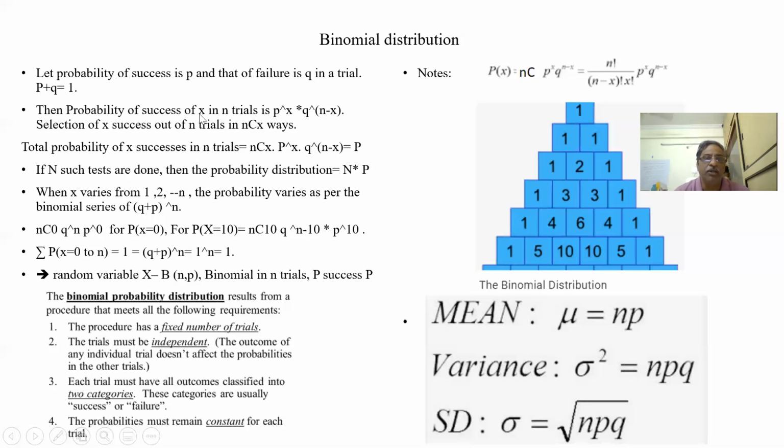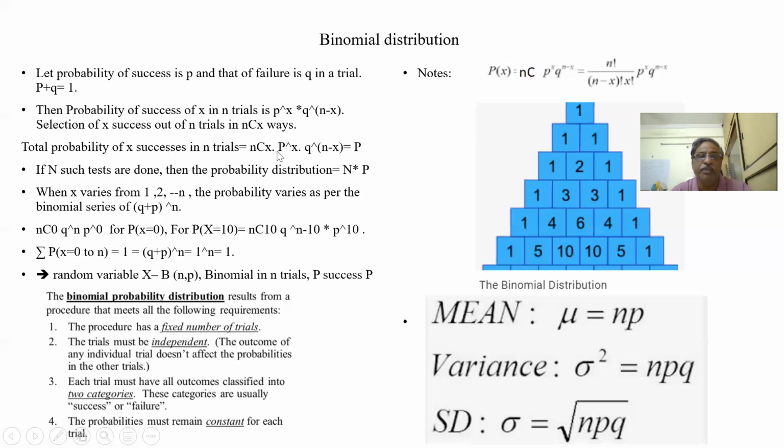Now this x out of the n trials can be selected. The first x can be heads and the next onwards tails, or the x can be placed alternatively with tails. So there are possibilities for selecting x from n, which we know is nCx. So x can be selected in nCx ways. So the total probability is nCx into p to the power of x into q to the power of n minus x. This is my total probability of getting heads, or getting a success, getting correct marks.